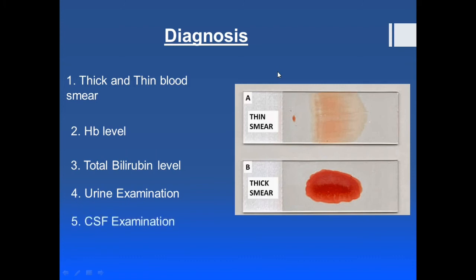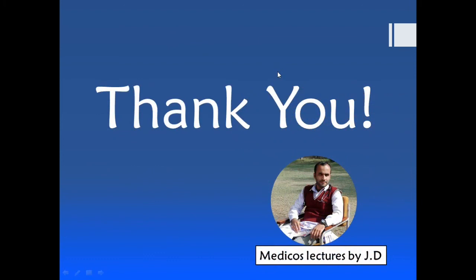The next thing is the CSF examination. In cerebral malaria, the protein will be raised and the glucose level will be decreased. Moreover, for cerebral malaria, you can do a CT scan for cerebral hemorrhages and edema. So that was all about malaria.